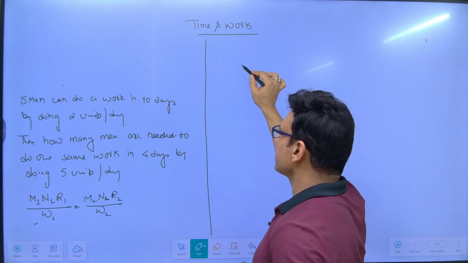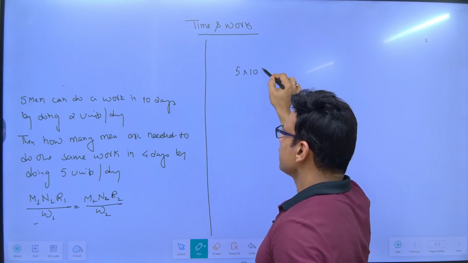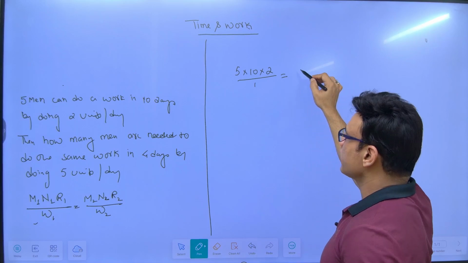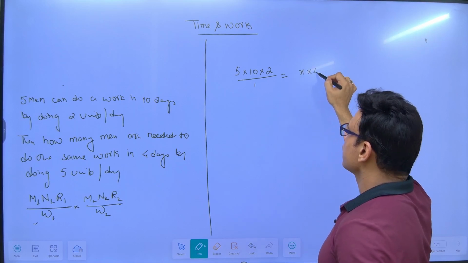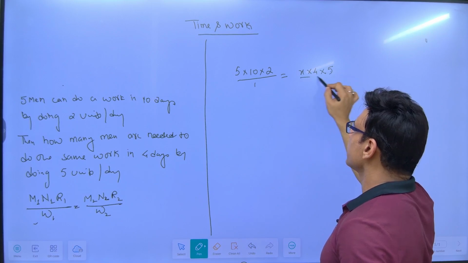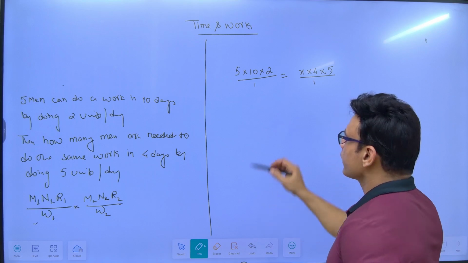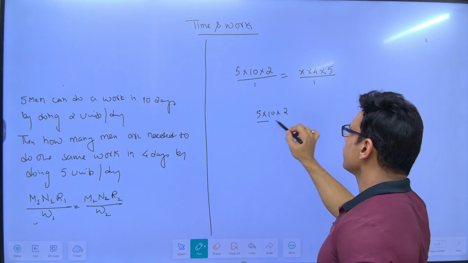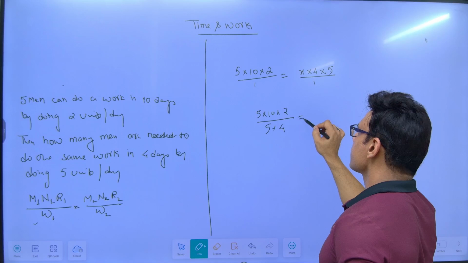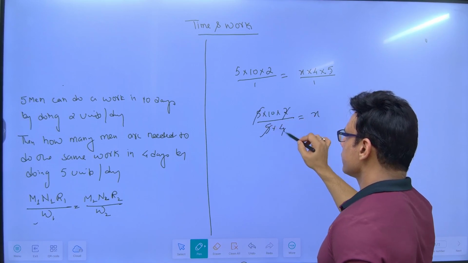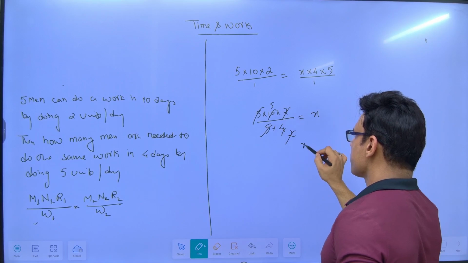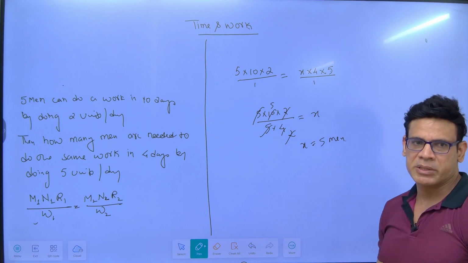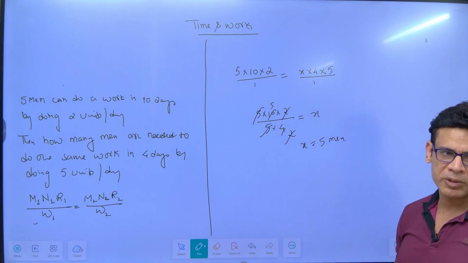So in the first case, how many men are there? 5. 10 days by doing 2 units per day. Second case, how many men? Let's say X men. 4 days by doing 5 units per day. Same work, right? Now this is 5 into 10 into 2 by 5 into 4. 5 5 cancel, 2 2s are 4, 2. So we require how many men? 5 men. In this case also we require 5 men.